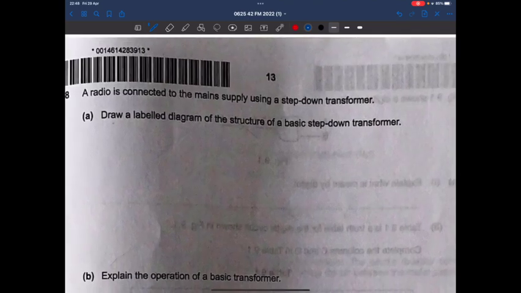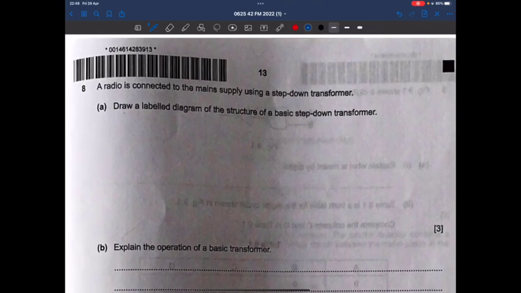Question 8. A radio is connected to a main supply using a step-down transformer. Draw a labelled diagram for the structure of a basic step-down transformer. Remember, step-down here means the number of turns in the secondary coil should be less. So I'm going to write that down here, and the transformer should be something like that.